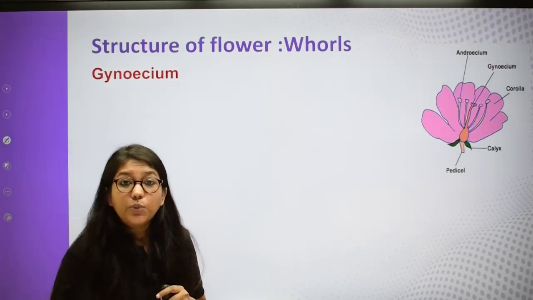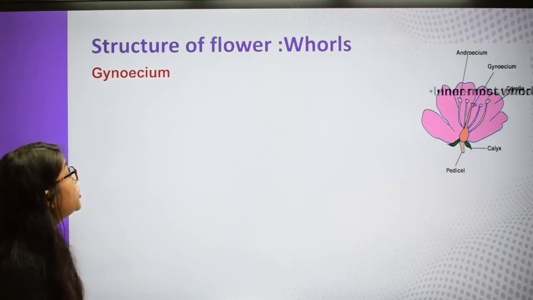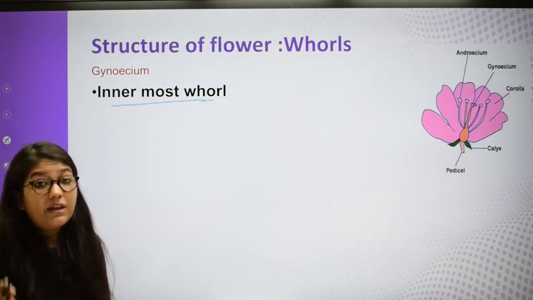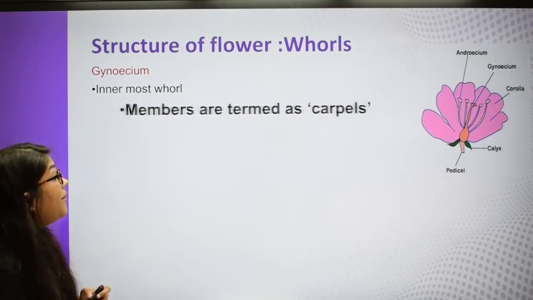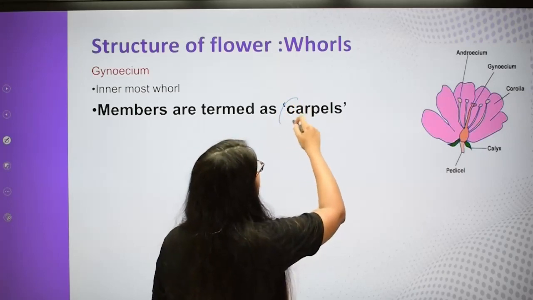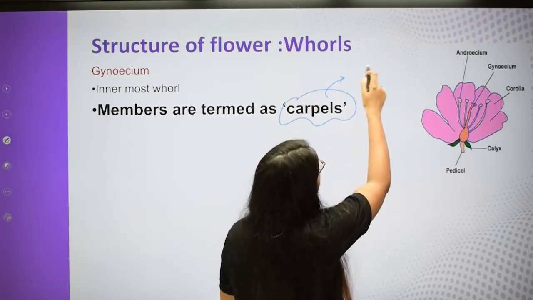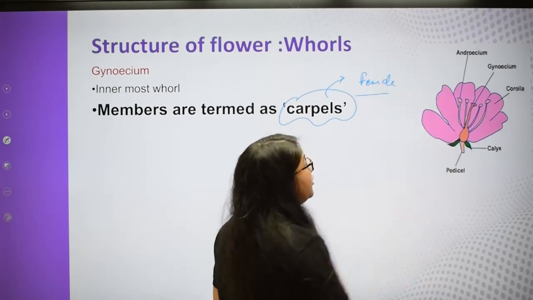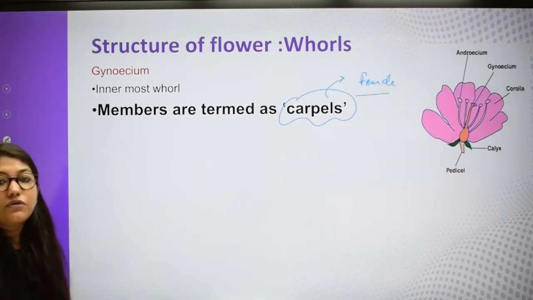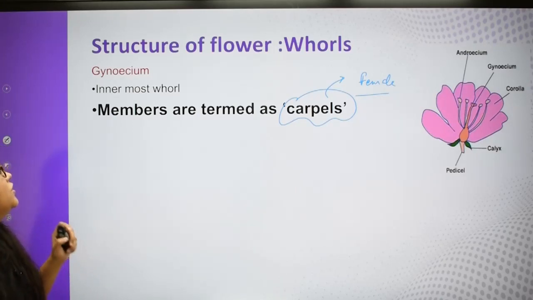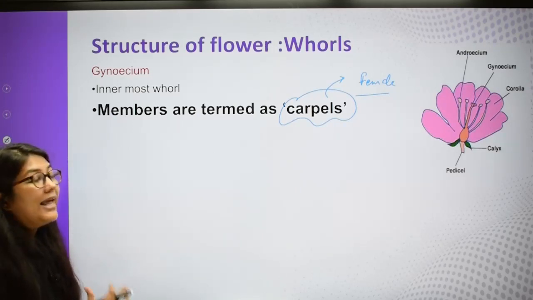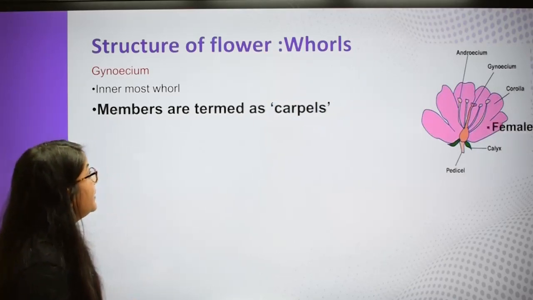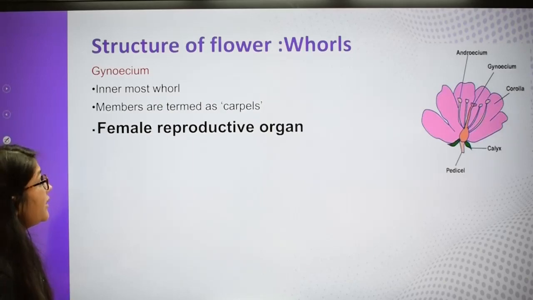Moving on to the next whorl, gynoecium. Gynoecium, it is the innermost whorl. Very, very important. Then members are termed as carpels, right? We saw what carpels are. Female reproductive organs, female reproductive structures are nothing but carpels. So gynoecium is nothing but a collection of carpels. Members of gynoecium are what? Carpels. Right, female reproductive organ.